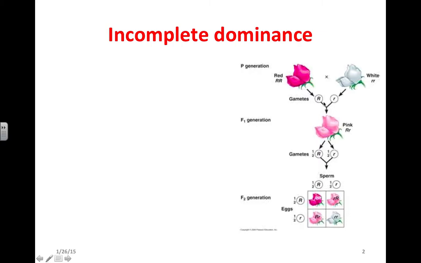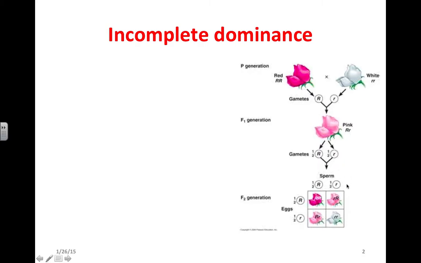Now, they still get the dominant allele from the red one, and they still get the recessive allele from the white one, but they actually end up pink. Mendel didn't know this at the time. He thought that there were no averages, there were no blends, but there is a condition called incomplete dominance in which there is a blend, there is an average. As you can see here, half is big R, and the other half is little r.